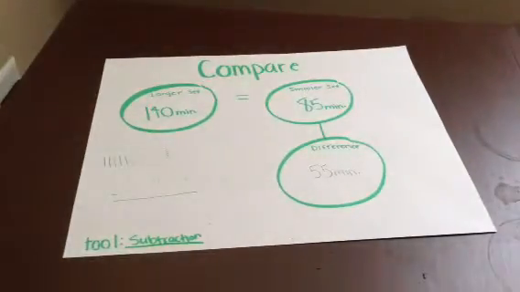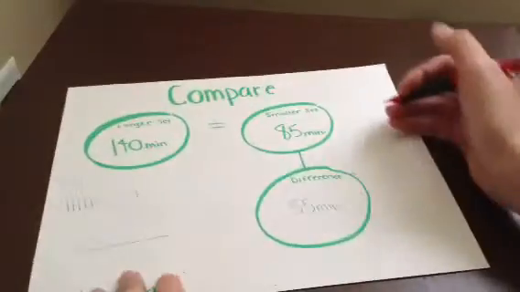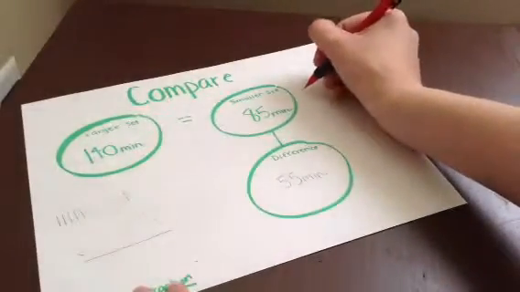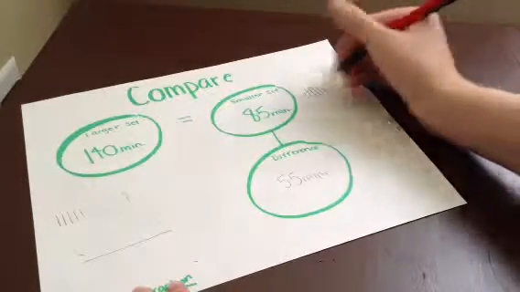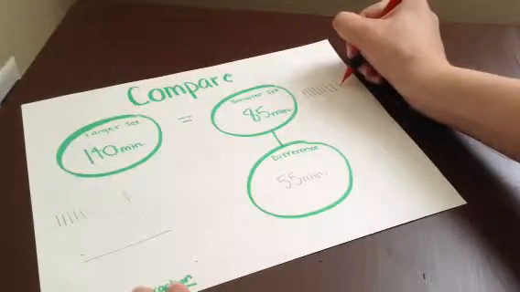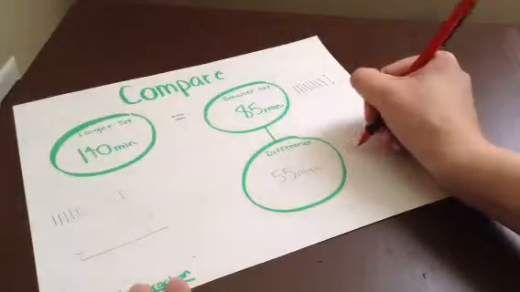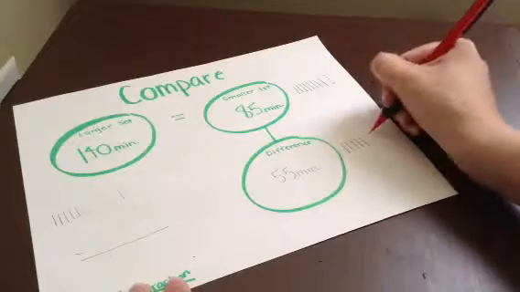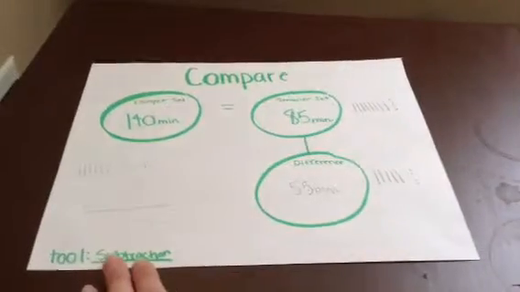And we can always check ourselves by adding to make sure we're correct. It's always good to check yourself. We have 1, 2, 3, 4, 5, 6, 7, 8 to make 80, 81, 82, 83, 84, 85, and then 55 down here. 1, 2, 3, 4, 5, 51, 52, 53, 54, 55. And if I add those together, I should get 140 if I did everything correctly.